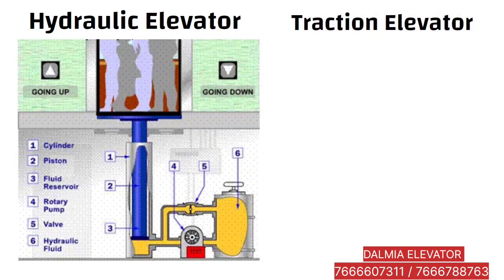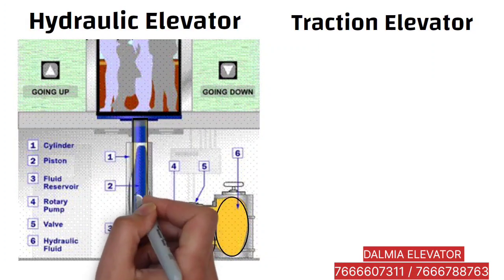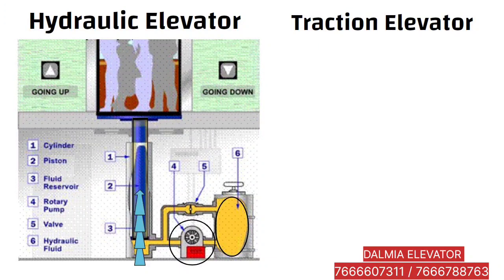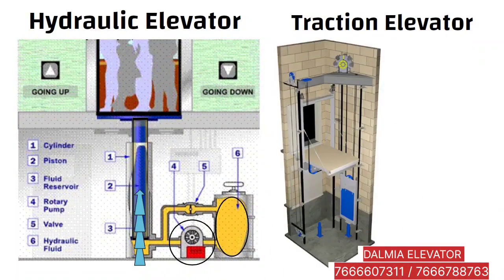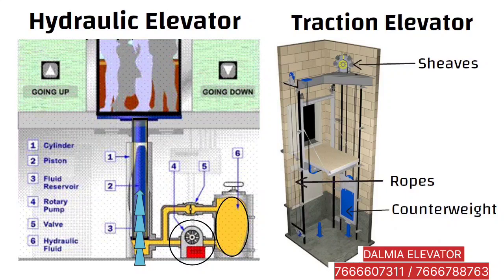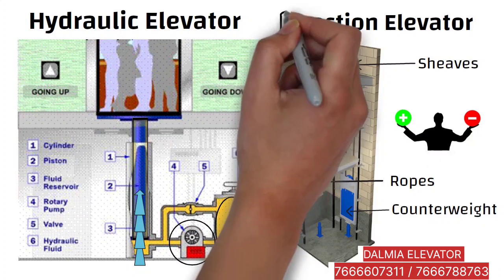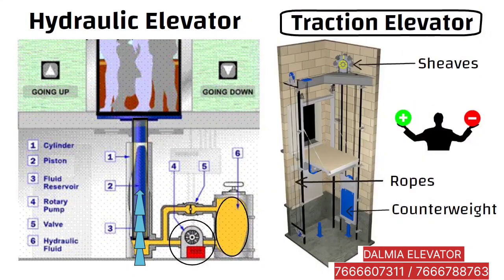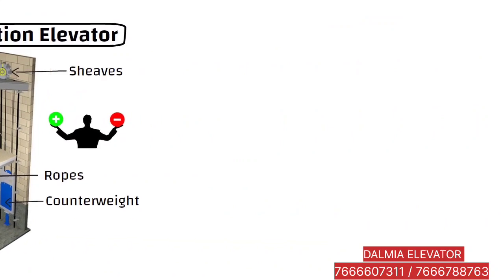Hydraulic lifts are powered by electronic pumps which transmit the hydraulic fluid to the jack. The lift has a piston at its base which will push it up. On the other hand, traction lifts use ropes, sheaves, and counterweight for moving up and down. Both systems have their own set of pros and cons. Traction elevators are the most widely used elevators all over the world.